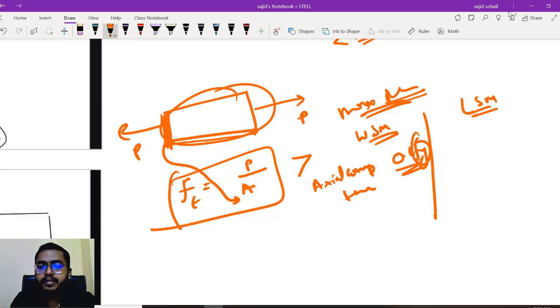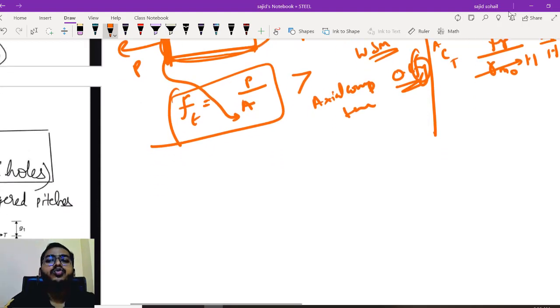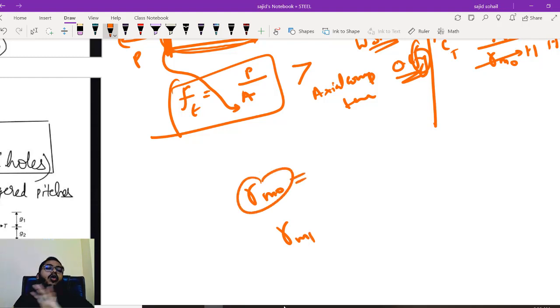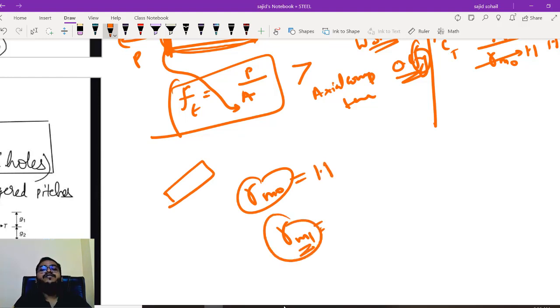Whereas in limit state method, whether it is axial compression or axial tension, it doesn't matter. It will be just Fy divided by the partial factor of safety gamma m0, which is 1.1. Just remember Fy by 1.1. There are only two partial factors of safety which we use in steel structures in general: gamma m0 and gamma m1. Gamma m0 is for all the members, which is 1.1, whereas gamma m1 is for all the connections, which is 1.25. The partial factor of safety for connections is 1.25.